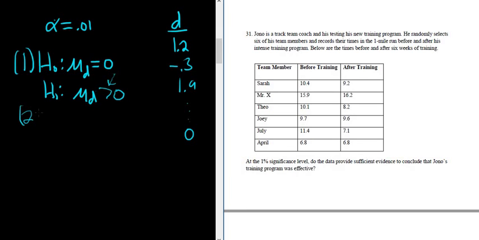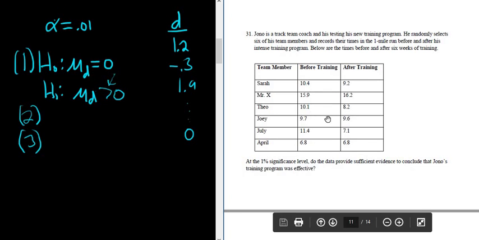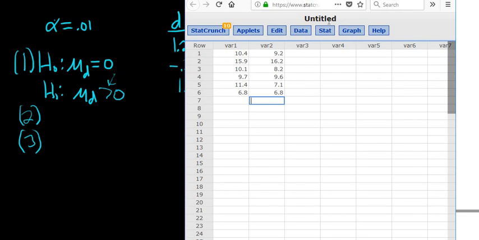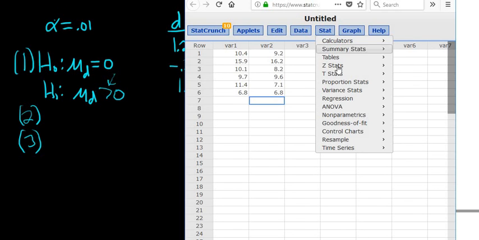Steps 2 and 3 are done entirely in StatCrunch. Step 2 is always the test statistic, and step 3 is the p-value. So I've already typed all of this into StatCrunch, so I'm going to open it. And then you go to Stat, T, and then you go to Paired. And we know it's paired because we have dependent data. Whenever you see a table with before and after, chances are it's going to be dependent. So Stat, T, and Paired.